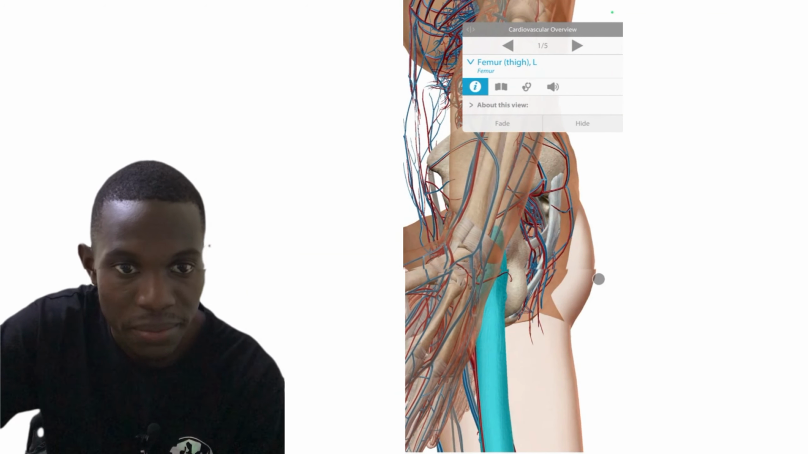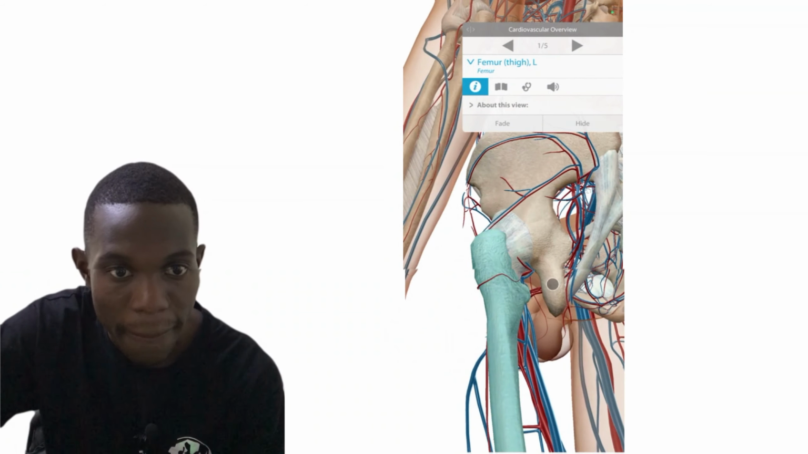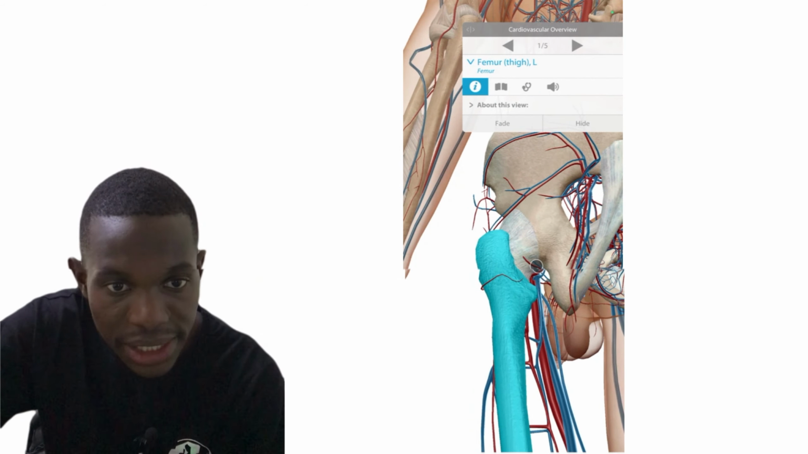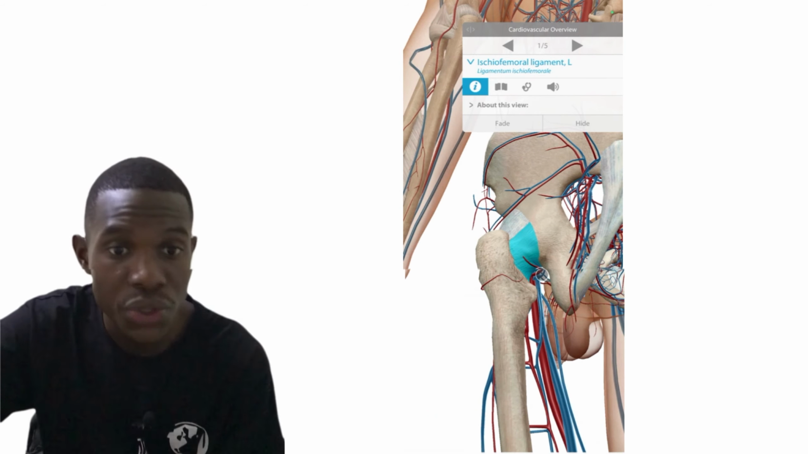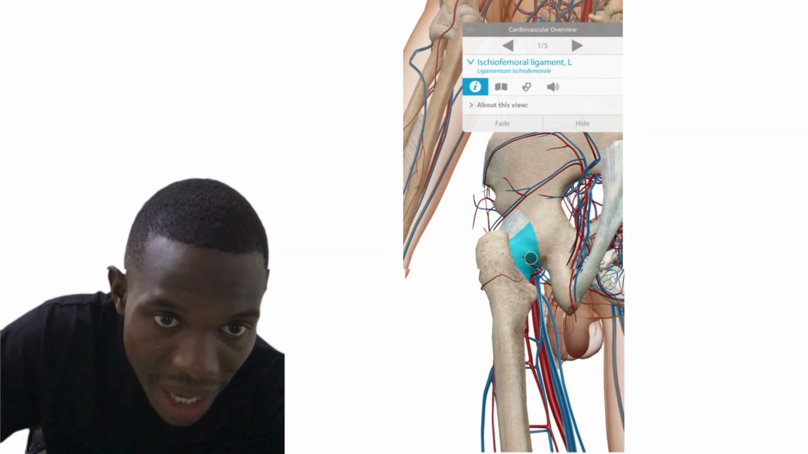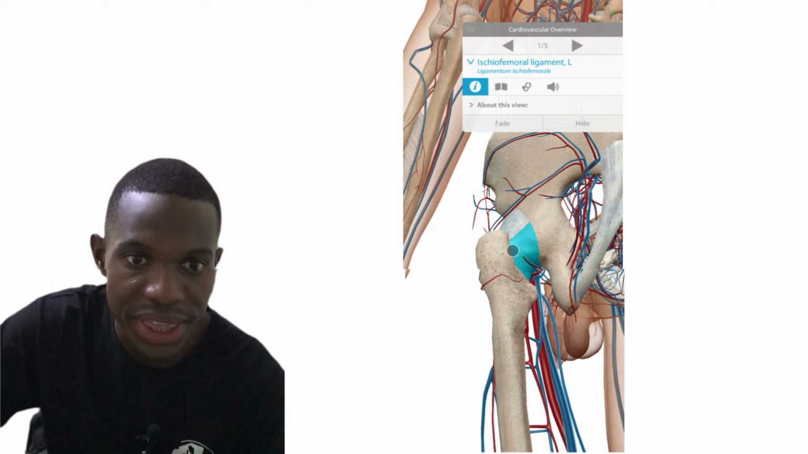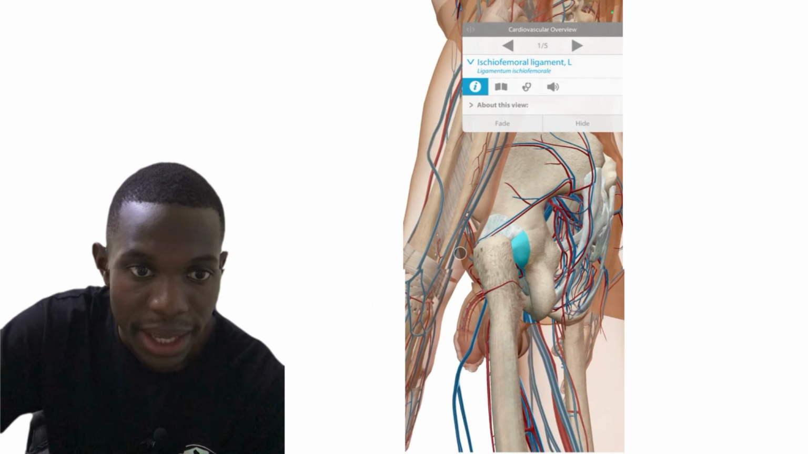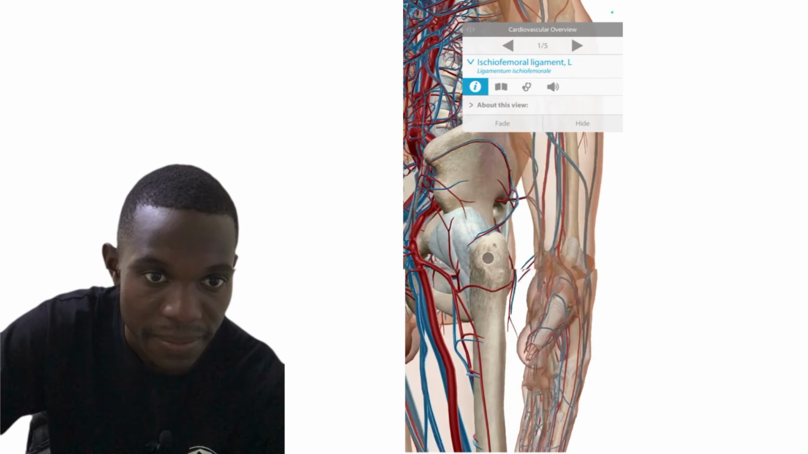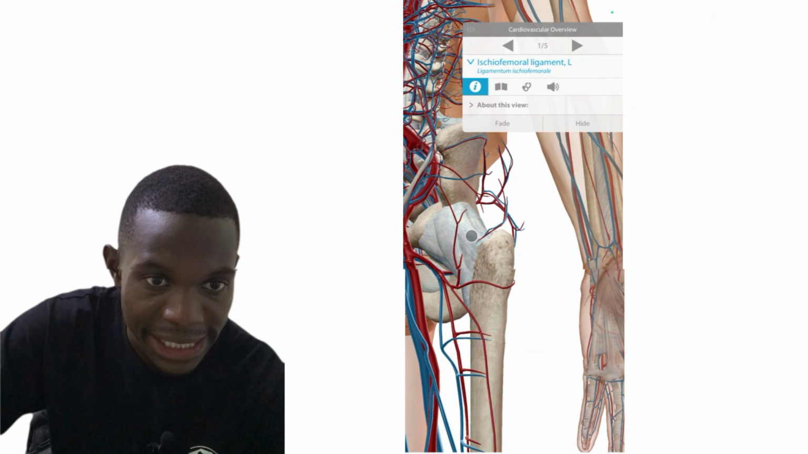So for the medial, let us go posteriorly. Let's try to turn. So this is your medial. You can see that one. The medial circumflex femoral artery is going to also give a transverse as well as what? An ascending branch. So these arteries will take part in the trochanteric anastomosis. That will be right here.